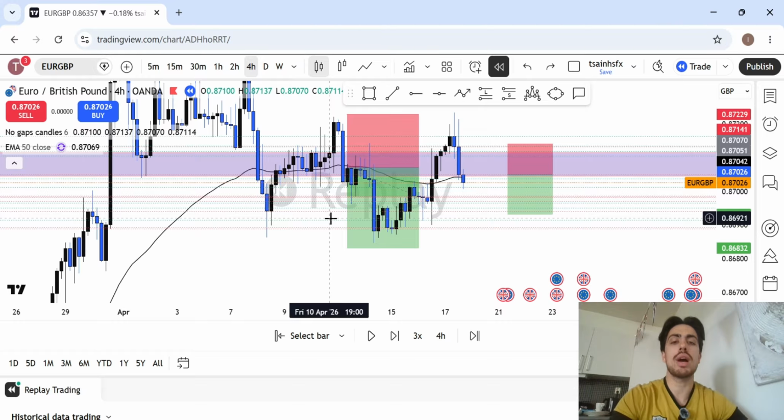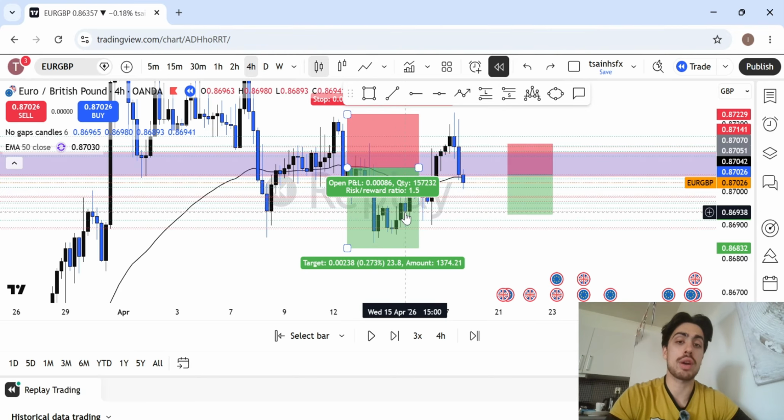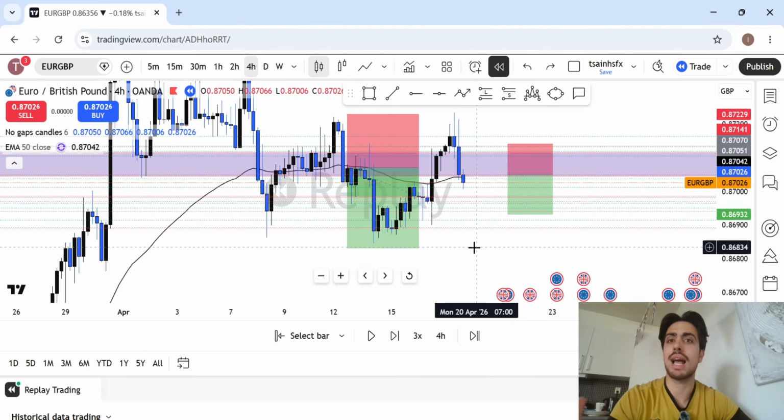So what did I do? I closed it when I believed that price was about to retrace. And if I was wrong and the price went straight to my take profit, then I take the risk. That's the reality of trading.